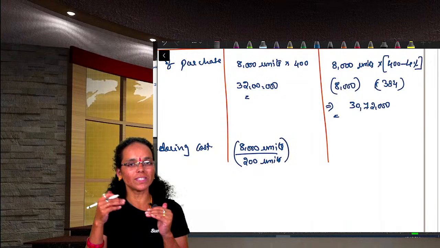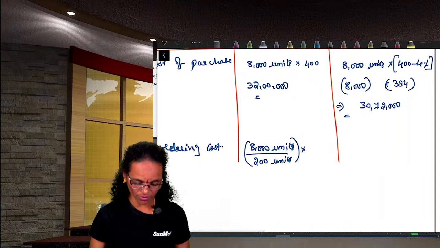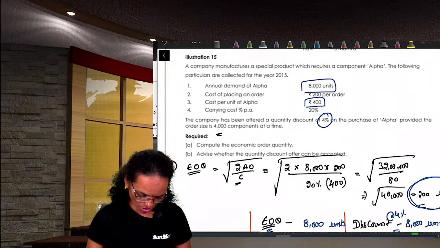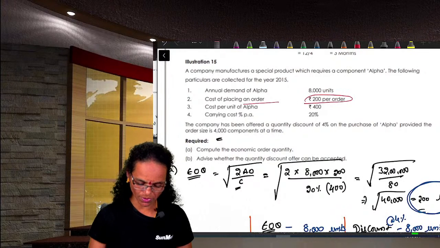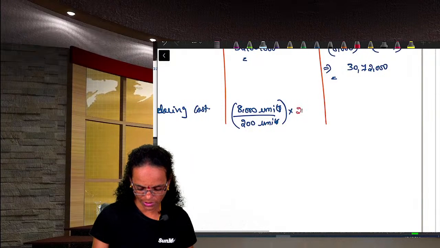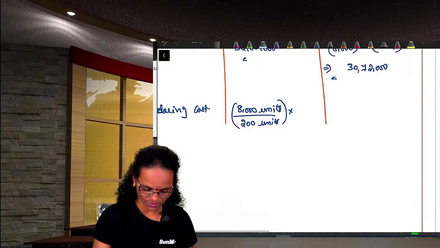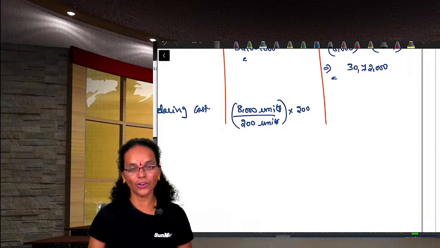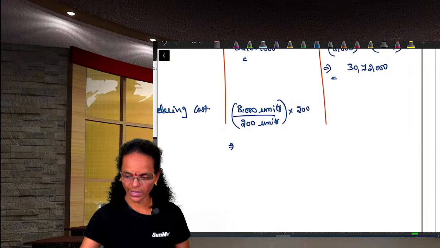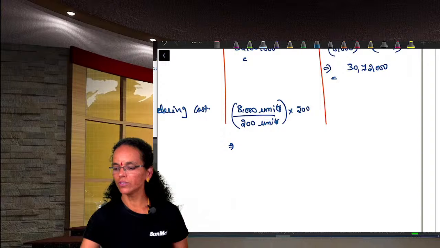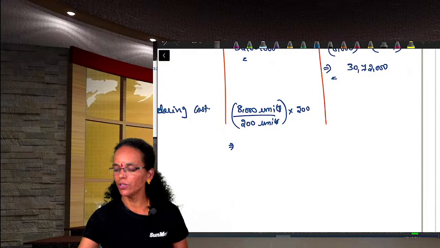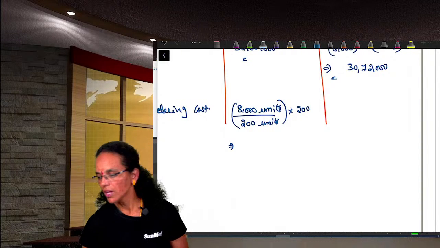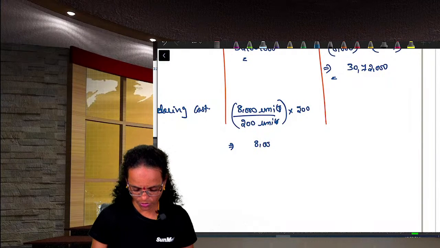So that we will come to know how many times we are placing an order. The ordering cost, where is our ordering cost? Here, 200 rupees per order. So 8,000 divided by 200, you got 40 as the number of times we are placing an order into 200 rupees per order. That is nothing but 8,000 rupees.